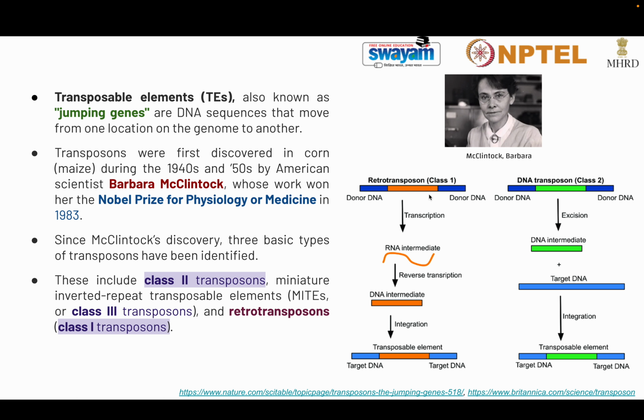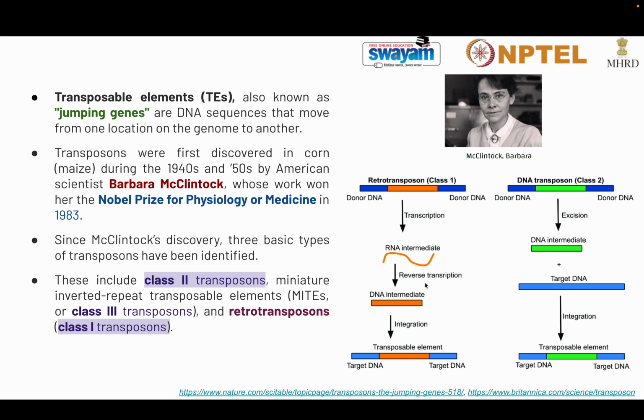So they do not individually go themselves, but they transcribe, and then that particular RNA intermediate is converted to DNA, and then it is integrated. Whereas the other type are the DNA transposons. So they are excised from the donor DNA, and then that particular intermediate is now integrated into the target DNA. And in this way, if you see carefully, it is the cut and paste mechanism, where the transposon is being cut and then pasted.